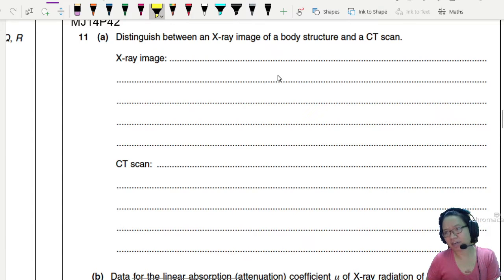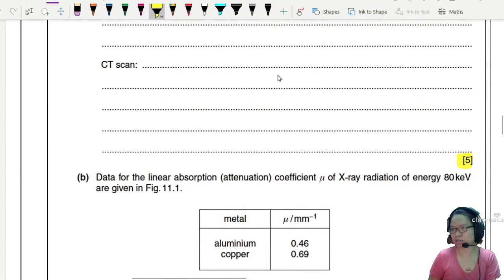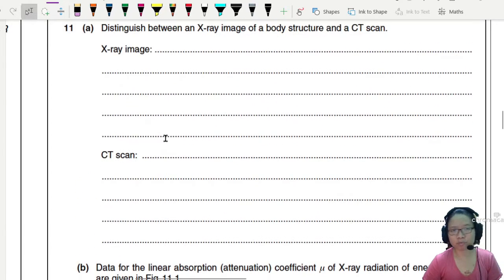You see, this one is 5 marks. Sorry, my head is blocking you. This is 5 marks, so you need to make sure you write at least 5 points. Not 5 points each, but at least in total, you should write 5 points. Okay, so the most straightforward one about X-ray image is that this is a 2D image.